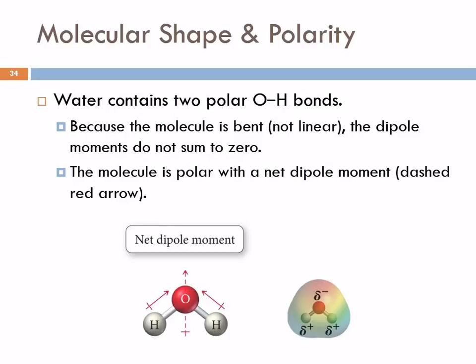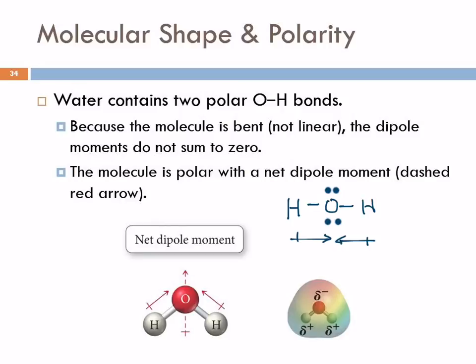So let's look at water. Water has polar oxygen-hydrogen bonds. And when we draw the Lewis structure for water, we often draw it like this. And if we don't think about geometry, we might say, well, this bond is going in this direction, and this bond is going in that direction. They're pushing on each other and nothing's going to happen.